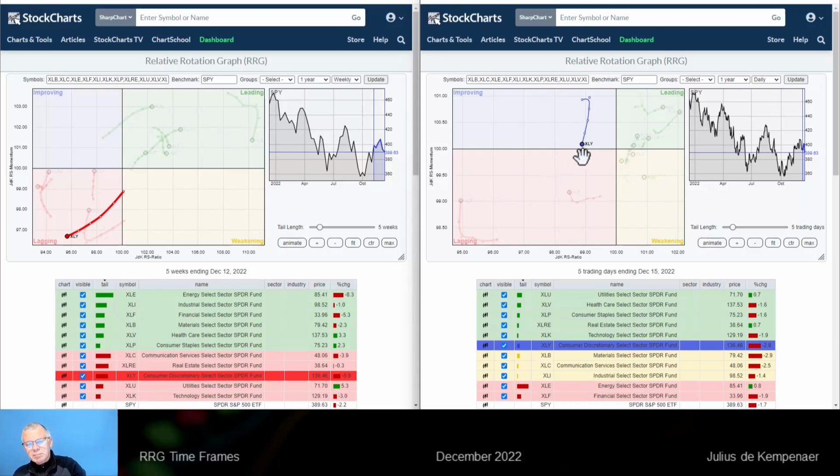So it's a pretty good moment to actually, whatever your strategy is, play a relative underperformance for XLY versus the S&P 500 and the other sectors, because you can see that the daily chart, the daily tail is now starting to reinforce again what's happening on that weekly tail, on that weekly RRG.